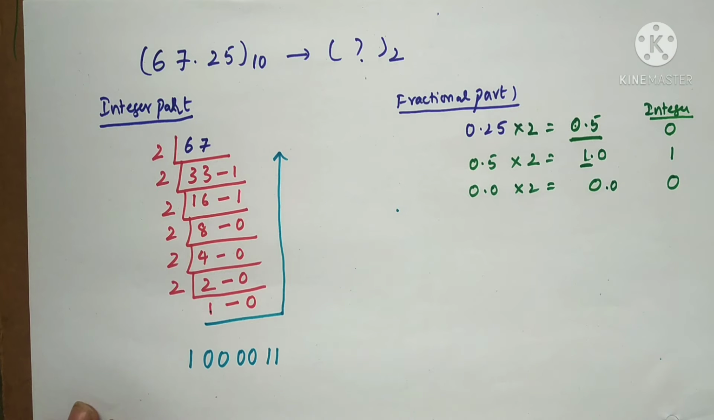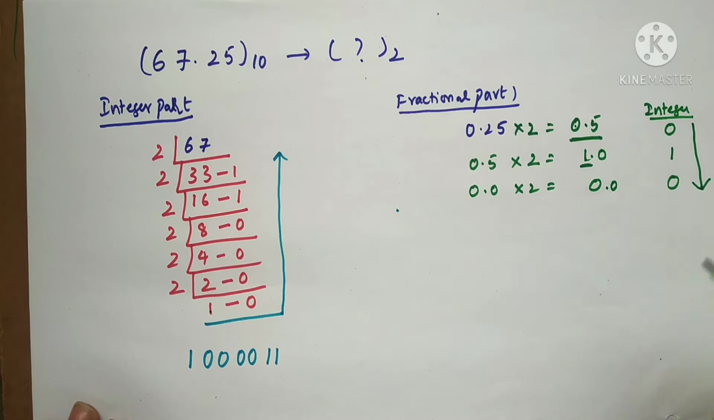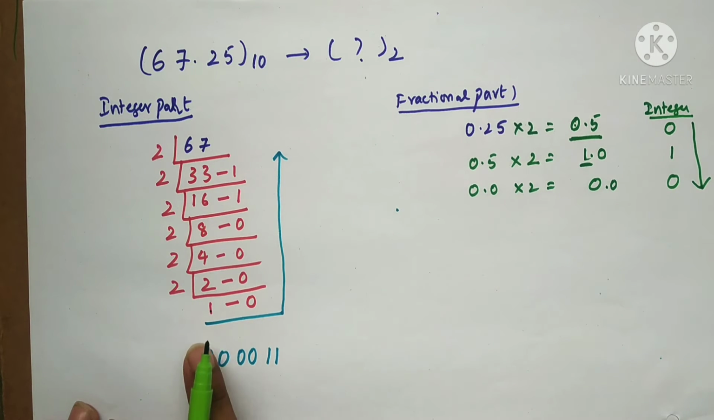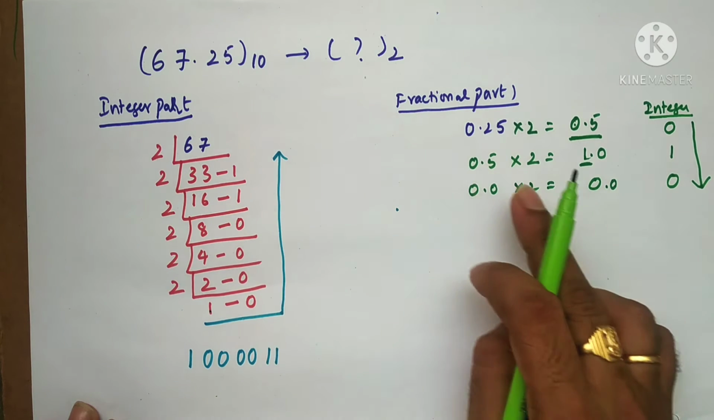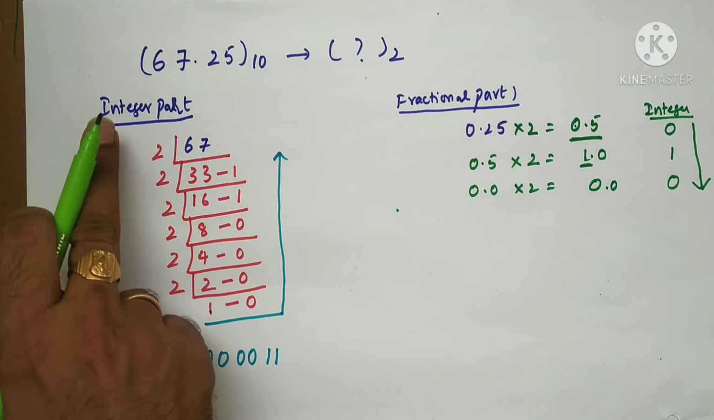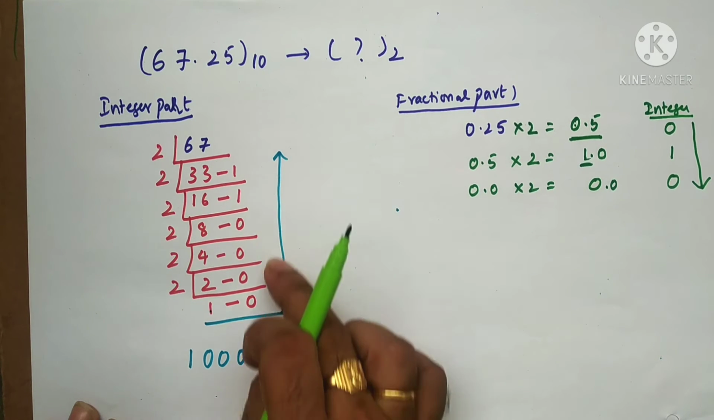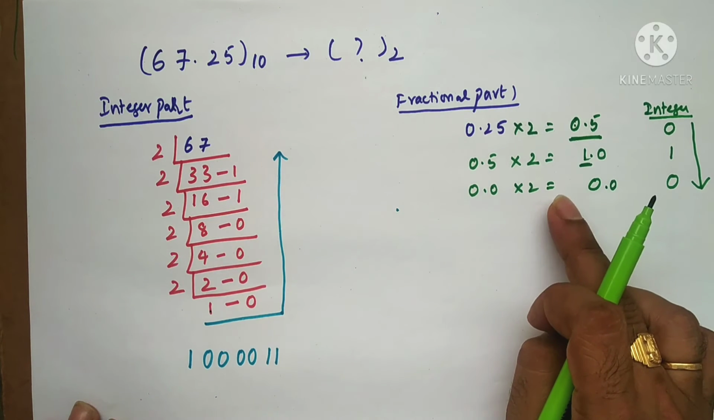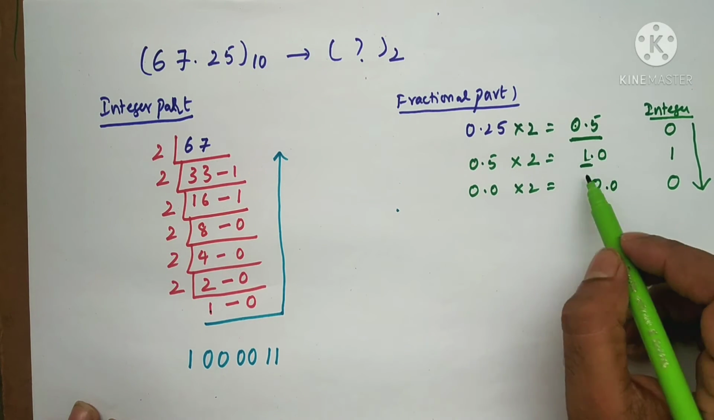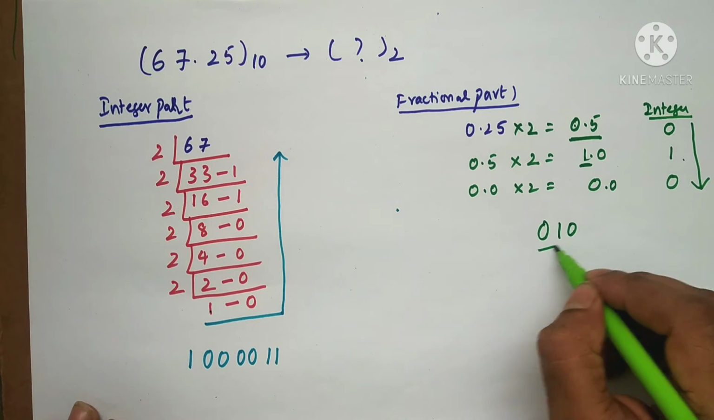So the integer part is 0. From top to bottom we have to take here. For the integer part we have to write remainders bottom to top. While dealing with the fractional part, we have to take the integers from top to bottom. So 0 1 0. 0 1 0 is the answer here.